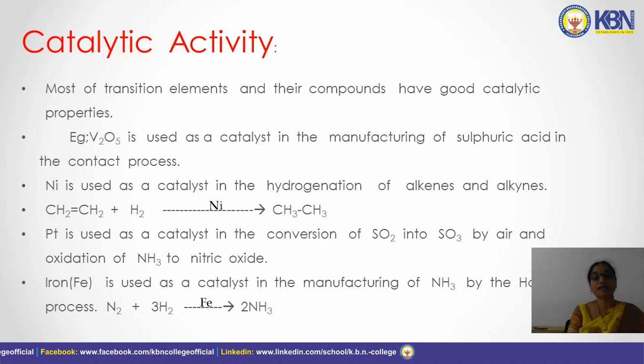Platinum is used as a catalyst in the conversion of SO2 into SO3 by air and in the oxidation of ammonia to nitric oxide. Iron is used as a catalyst in the manufacture of ammonia by the Haber process: N2 + 3H2 giving 2NH3 in the presence of iron.